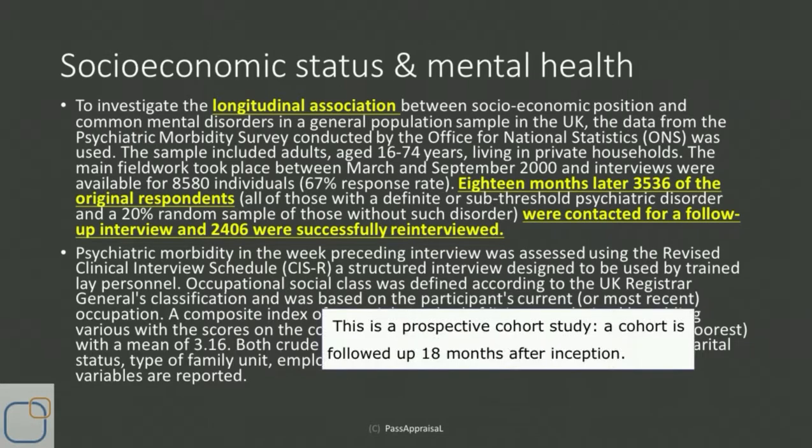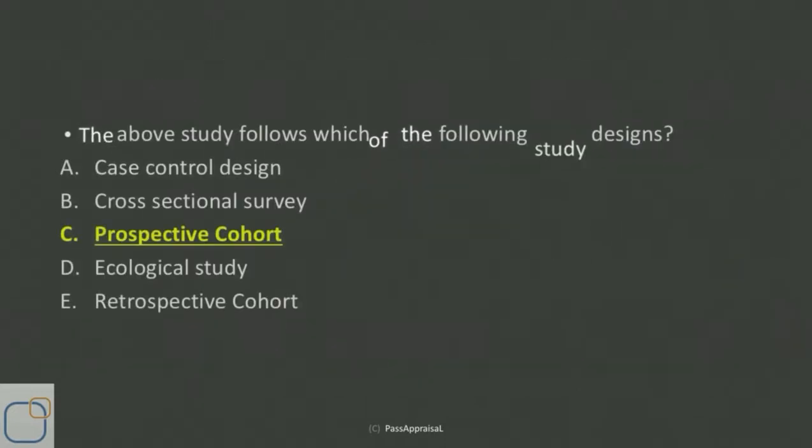So you start a study and then you follow people up for a specific purpose, that is to re-interview them and ask them about mental health, persons of common mental disorders. So this is a prospective cohort study. You start from people who are in a survey, Office of National Statistics survey, and then you follow them up for around a period of 18 months after inception. An inception cohort being followed up. This is a prospective cohort study.